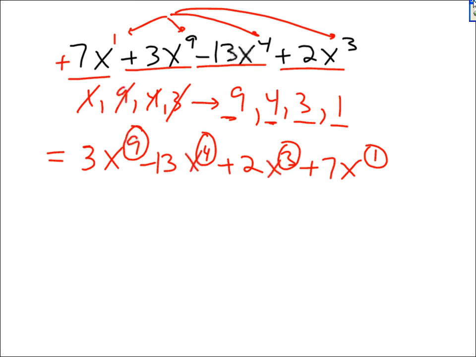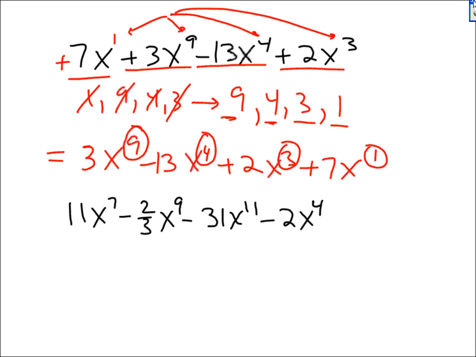Try another one. Suppose you have 11x to the 7 minus 2/3 x to the 9 minus 31x to the 11 minus 2x to the 4 plus 9. Now, remember the 9 is really 9x to the 0. Your job now is to figure out what the exponents are, and then write it down from largest to smallest. Between all the exponents I see, namely the 7, the 9, the 11, the 4, and the understood 0, the 11 is the largest. So this is equal to negative 31x to the 11th.